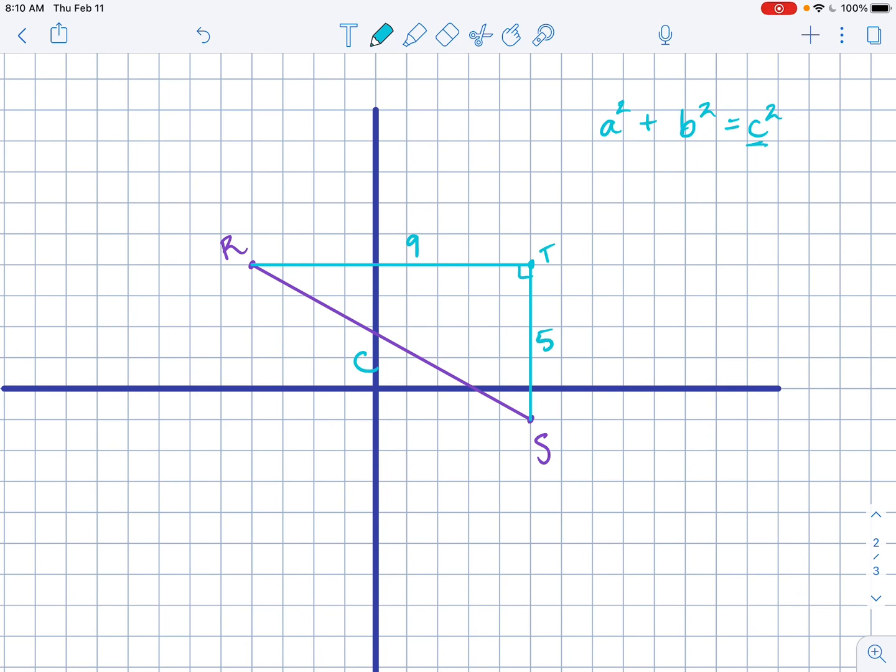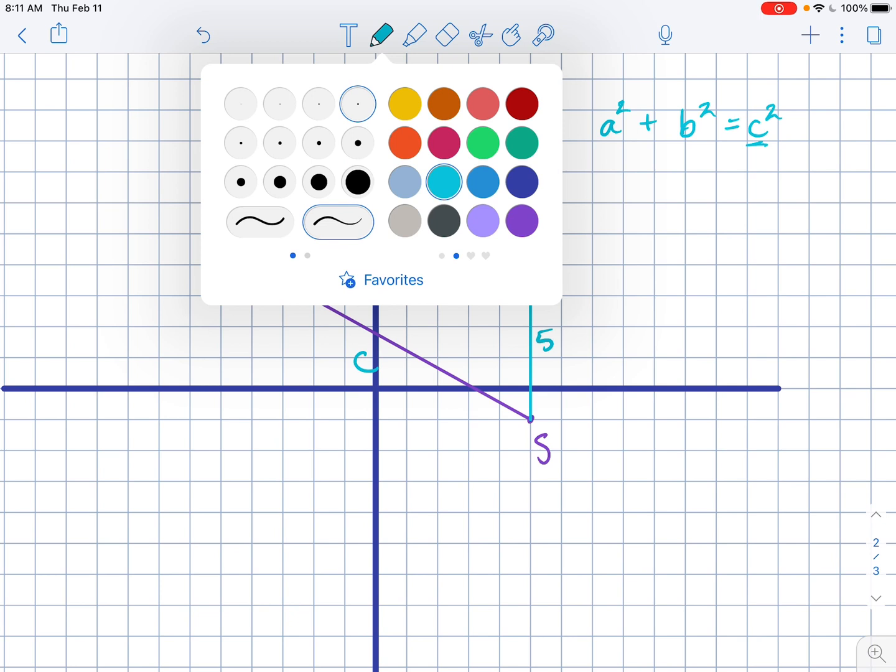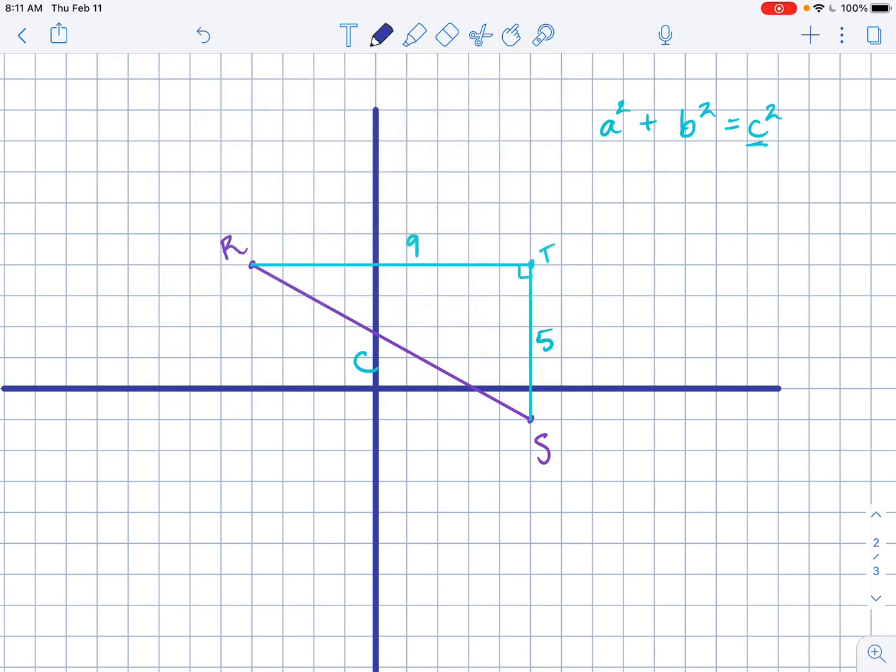So I have a right triangle. I know the lengths of both legs, so I can determine the length of the hypotenuse, which is the segment I wanted to find the length of, RS. So let's plug everything in. I'm going to replace a and b with 9 and 5. Those are the lengths of the legs. So 9 squared plus 5 squared equals c squared.